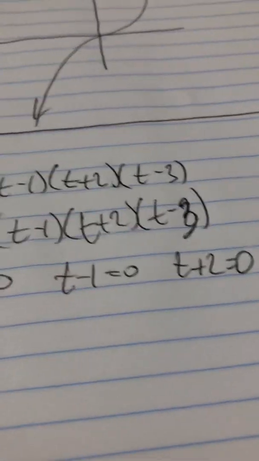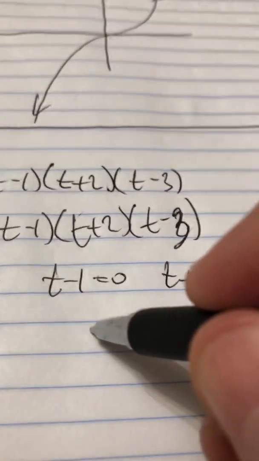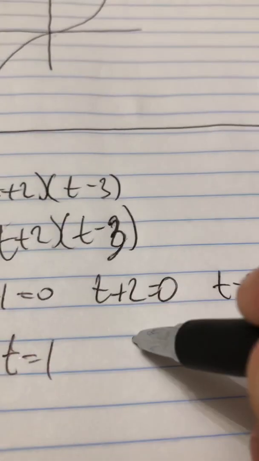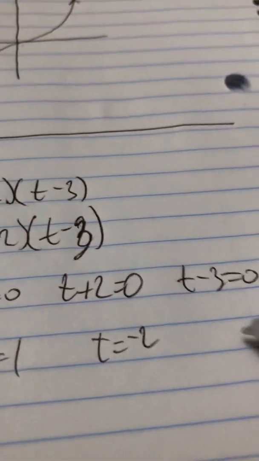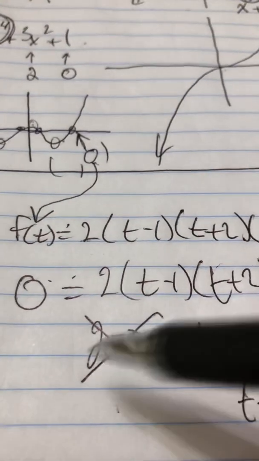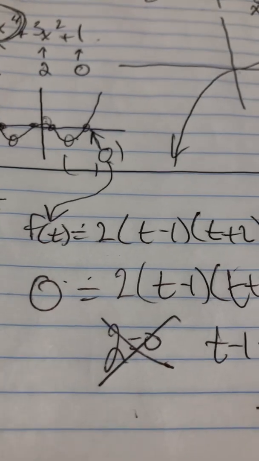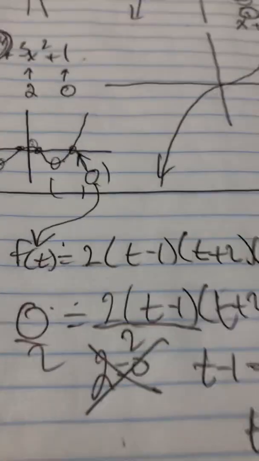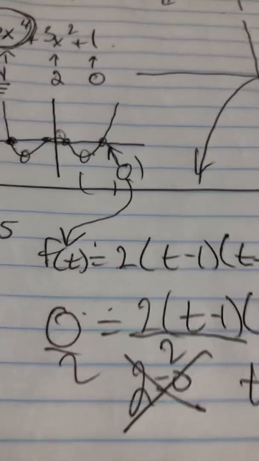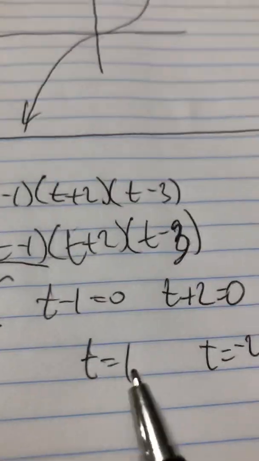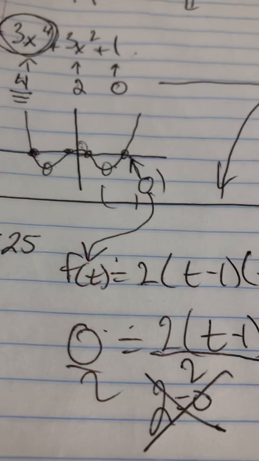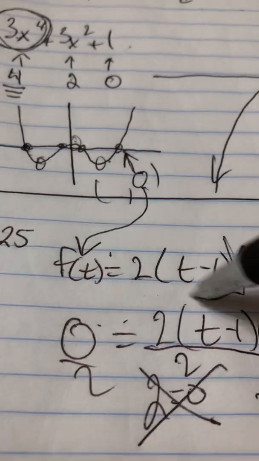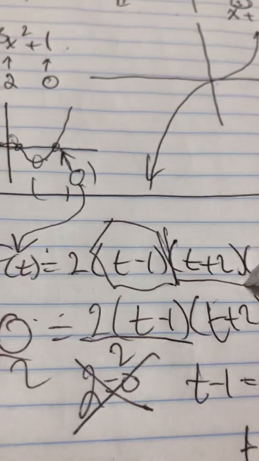And then you solve. So they always pop out as their opposite. So this is going to be t equals 1, t equals negative 2, and this is going to be t equals 3. And what about this? Mathematical nonsense. Because you really could have at the beginning divided both sides by 2 and it would have canceled out. So it's irrelevant. Okay, so your roots would be 1, negative 2, and 3. And your factors lead you to your roots.